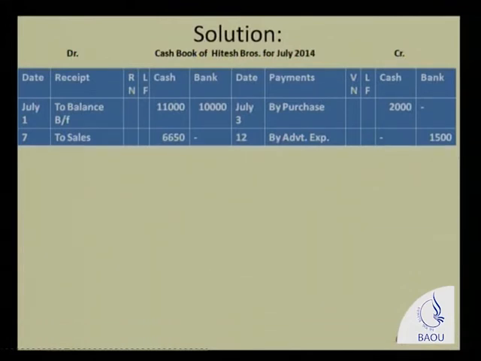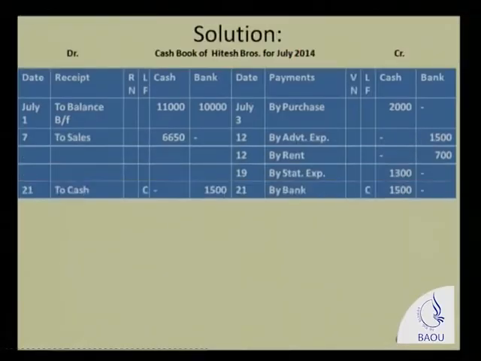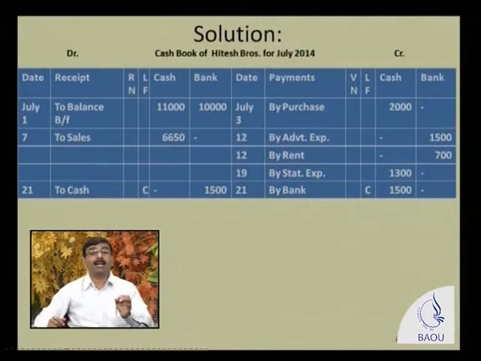So the bank is a giver, payment side by rent, and again 700 rupees is going to be written in the bank column. Now moving to the next transaction, dated 19th, rupees 1,300 stationery expenses are paid. Here it is not mentioned whether it is paid by check or cash. If nothing is mentioned, it is always understood that this is paid by cash only.